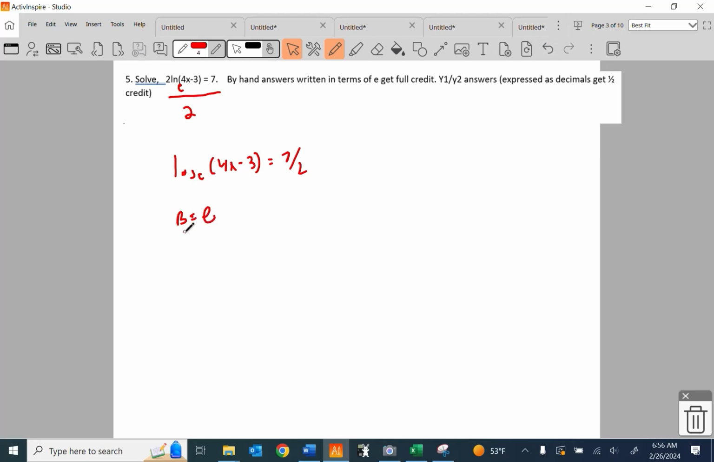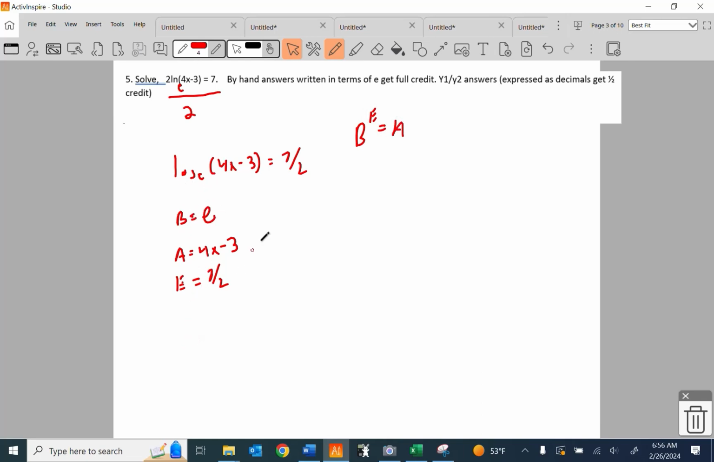My base is lowercase e. Its argument is 4x minus 3. And the exponent has to be 7 halves. Do remember this: remember b to the e equals a. So I identified all these pieces.